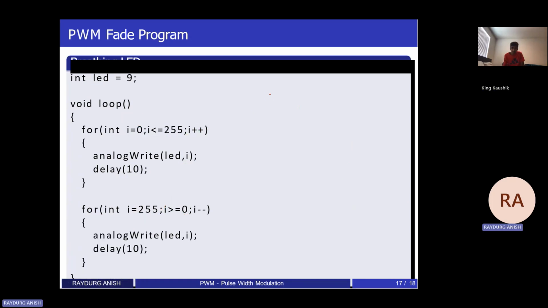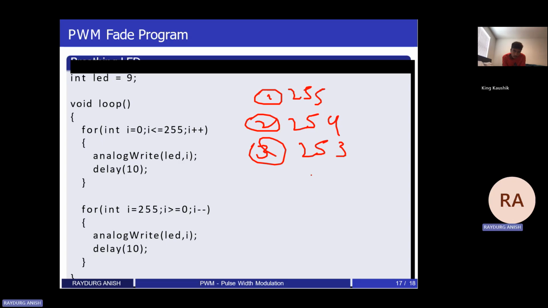You just check with the iterations. For the first iteration, the i value is 255. For the second iteration, the i value is 254. Third iteration, 253. So it keeps on decreasing until it reaches the value 1, because it needs to be greater than or equal to 0. So the i value becomes 1, then 0, it goes inside, and now the i value becomes -1, it doesn't go inside, it just comes out of the loop.